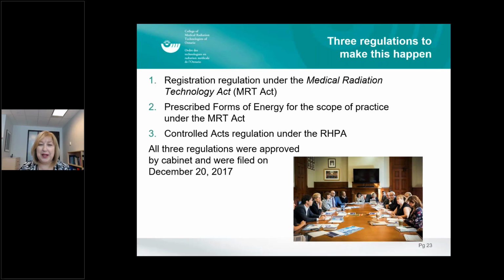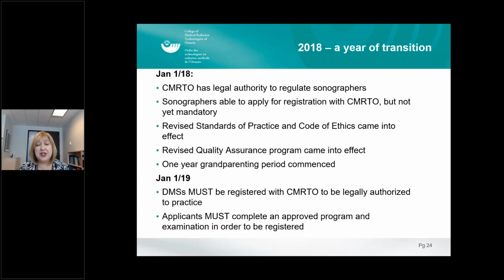It all happened very quickly at the end of the year, but it happened, and so now we're into the regulation of sonographers. But this year, of course, is a year of transition, because there's no way we can have all 4,000, we're thinking there's 4,000 sonographers in Ontario. There's no way we can get you all registered overnight. So we have this 1 year of transition where we have the legal authority to regulate sonographers, and sonographers can apply for registration, but it's not yet mandatory.